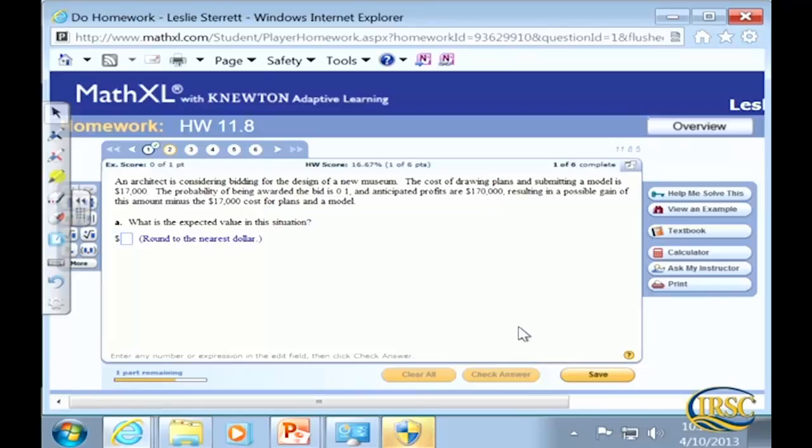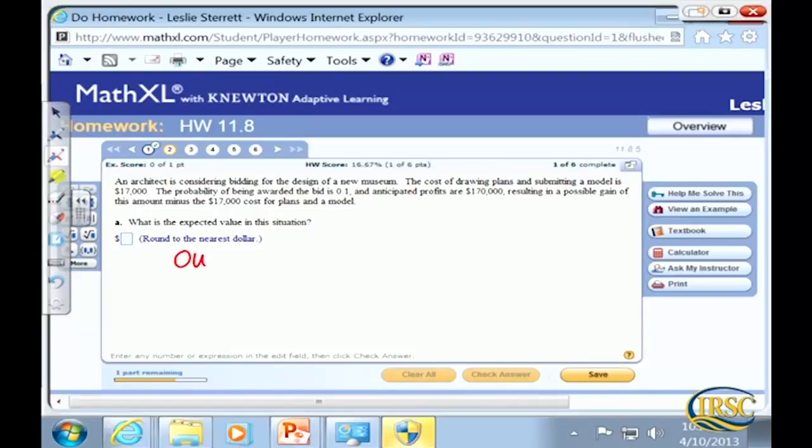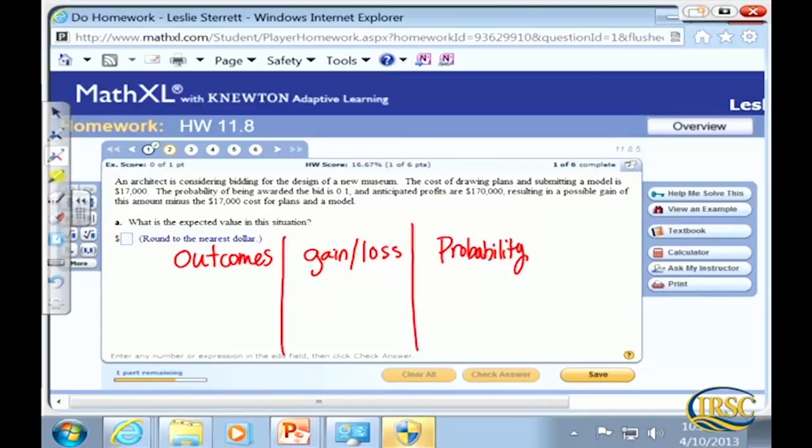Okay, so in the last problem, the chart was already made for you, but in most of your problems, the chart is not made. So we're going to go back to that chart that I showed you already. We need a chart of outcomes, gain or loss, and the probability of that happening. Eventually, we'll have a column for products, but we'll get to it when we get there. This is the main thing that you need to remember to create your chart.